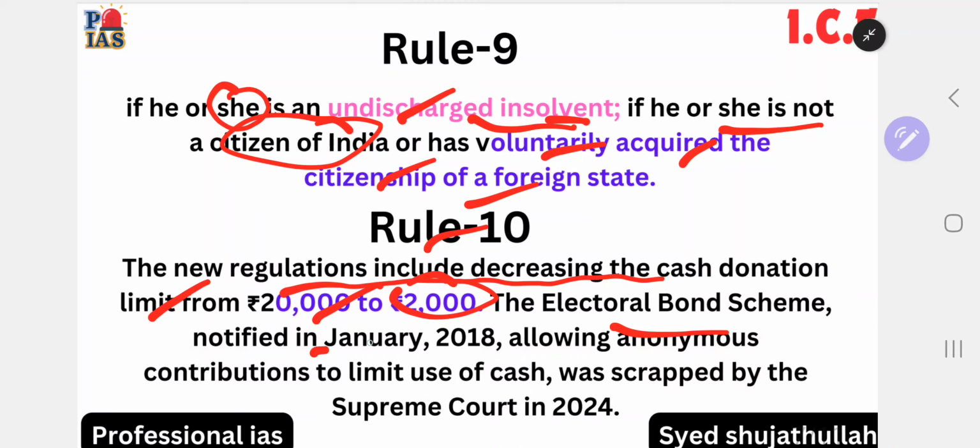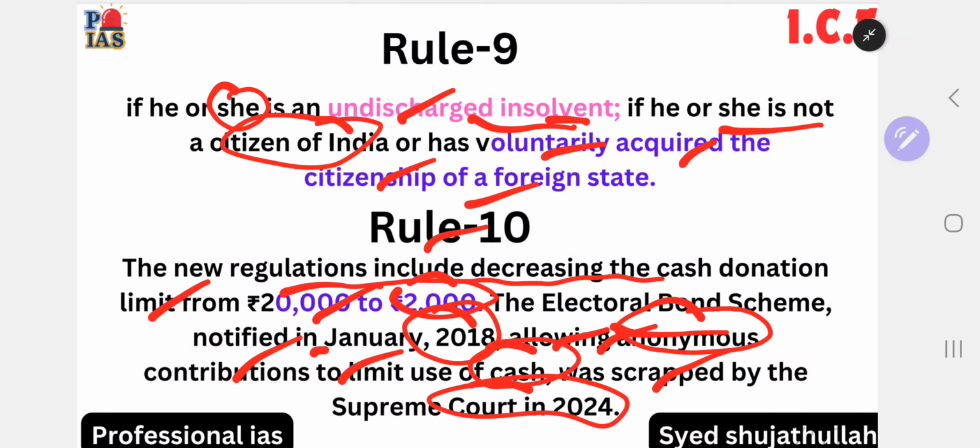The electoral bond scheme notified in January 2018 allowed anonymous contributions, meaning your name and profile would not be told to anyone, that is, whom you have actually given the money to. It was scrapped by the Supreme Court in 2024. It is not running now. Electoral bond scheme is gone.